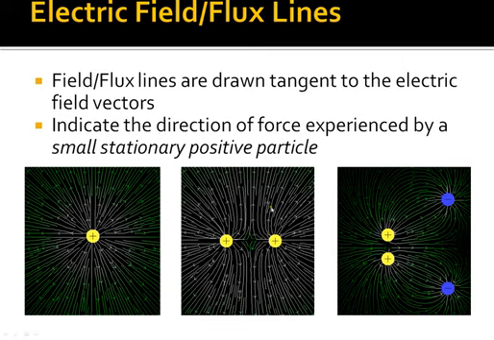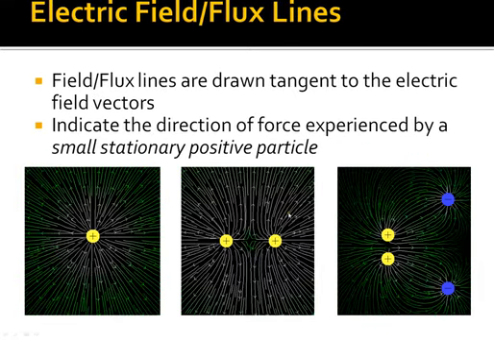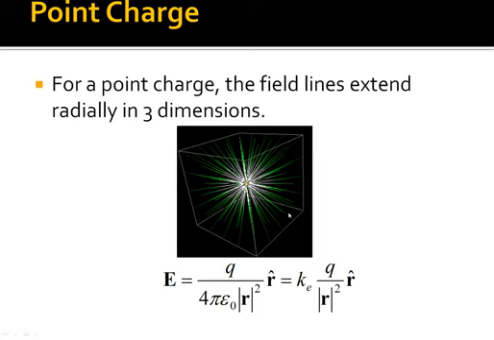All right, so if we put a small particle somewhere in this field, we can determine the direction that that force would go. That comes about from drawing lines tangent to the electric field lines. Of course, we don't live in a two-dimensional world. We live in a three-dimensional world.